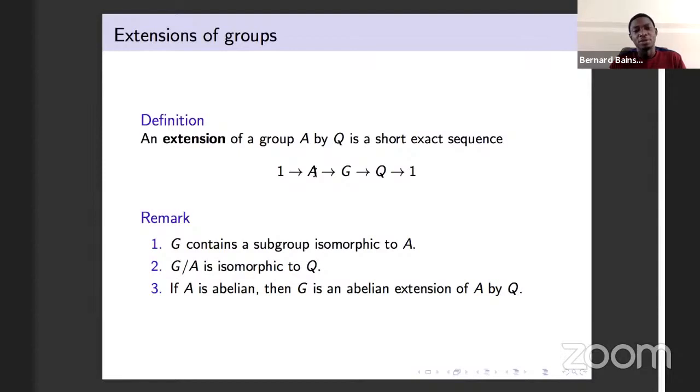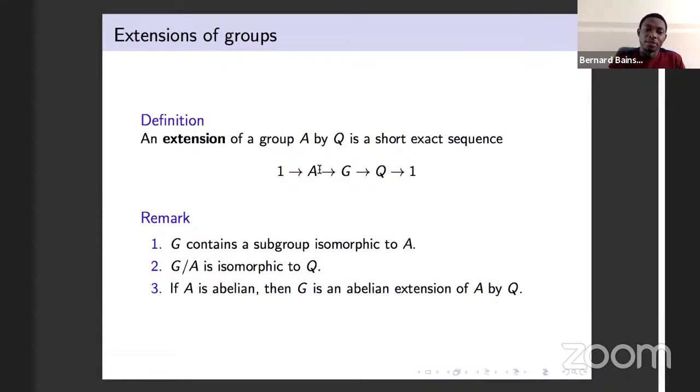I'm not sure how many of us are familiar with this notion of groups and subgroups, etc. But if not, we can still ask them, probably during the discussion or in the course of my talk. So G turns out to have a normal subgroup that is isomorphic to A, and the quotient of G by A is isomorphic to Q.